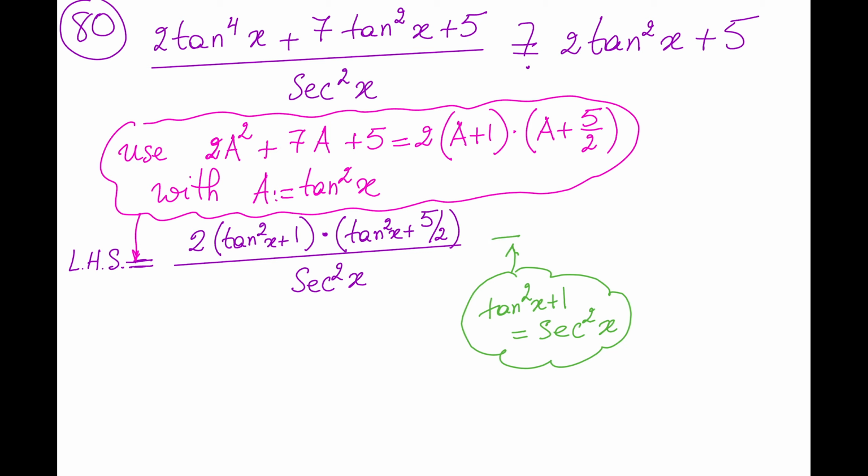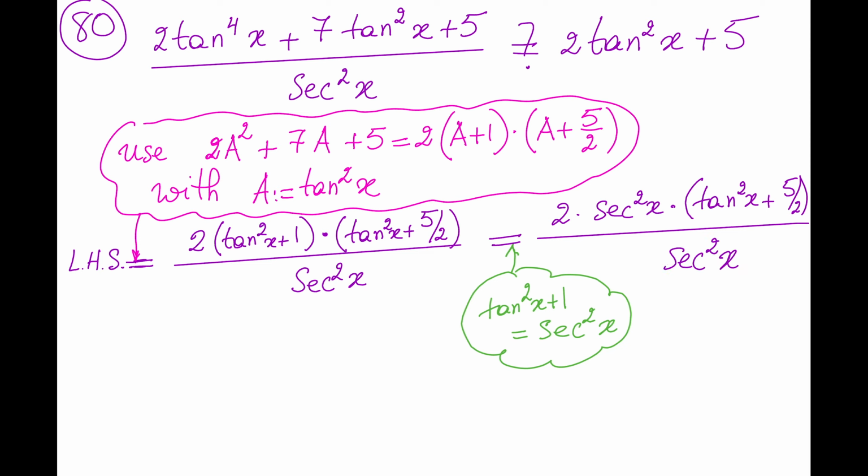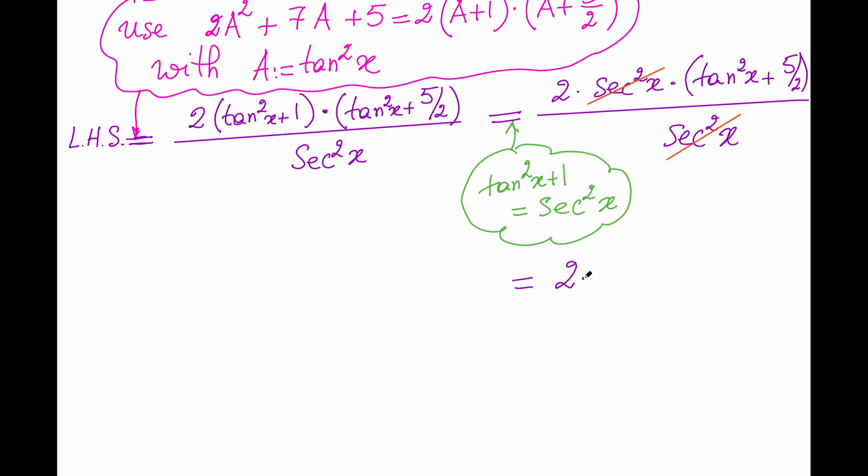So this is equal then 2 times this guy. Tangent squared plus 1 is secant squared, so this is secant squared of x times tangent squared of x plus 5 over 2, right? Divided by secant squared x. Keep an eye on the right hand side, what you wanted. This factor secant squared can be found downstairs. It's the same one. So I can simplify by secant squared. And then we get 2 times, downstairs is 1 now, 2 times tangent squared x plus 5 over 2.